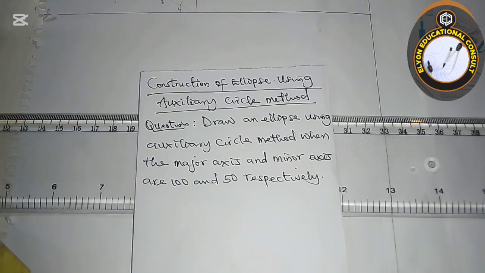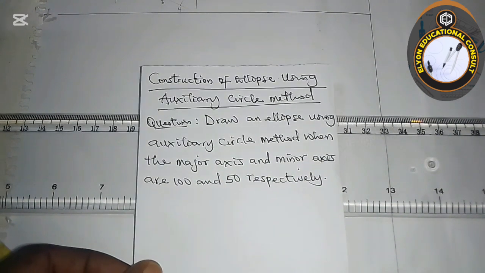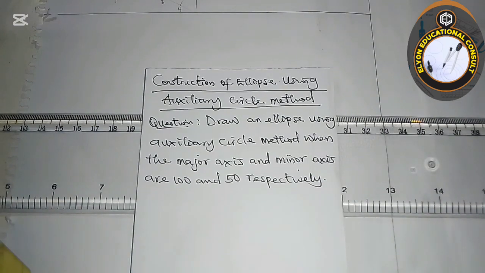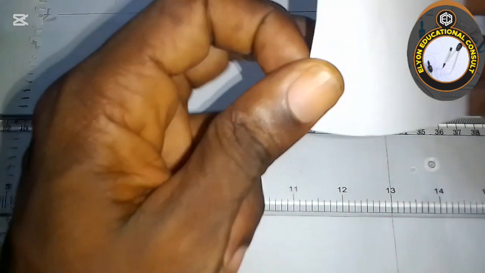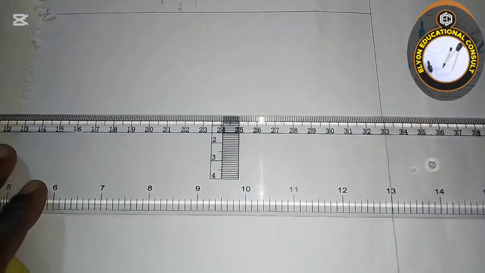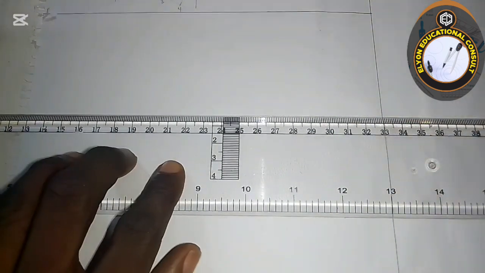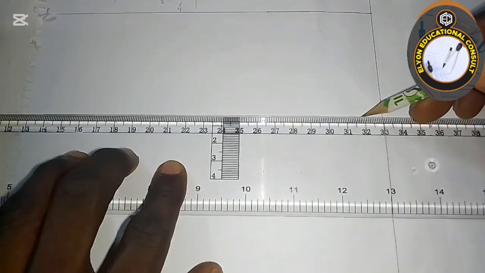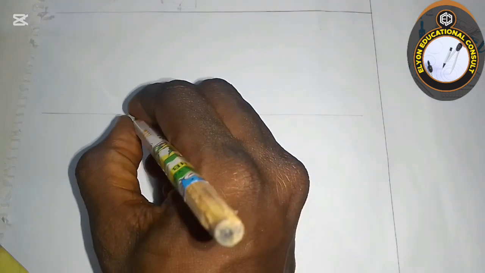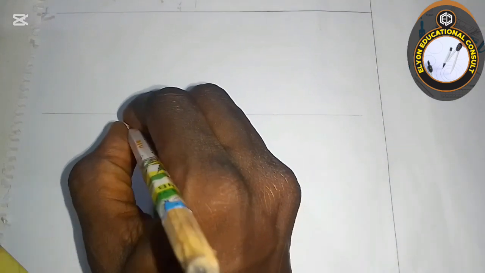So what do we do here? We are going to be drawing, like I said in my previous video where we did ellipse using the rectangular method. We say ellipse has the two axes, the minor axis and the major axis. So I'm going to be starting now by drawing the major axis. Okay, start up with a thin line. Take a point. Let's take this point as A.